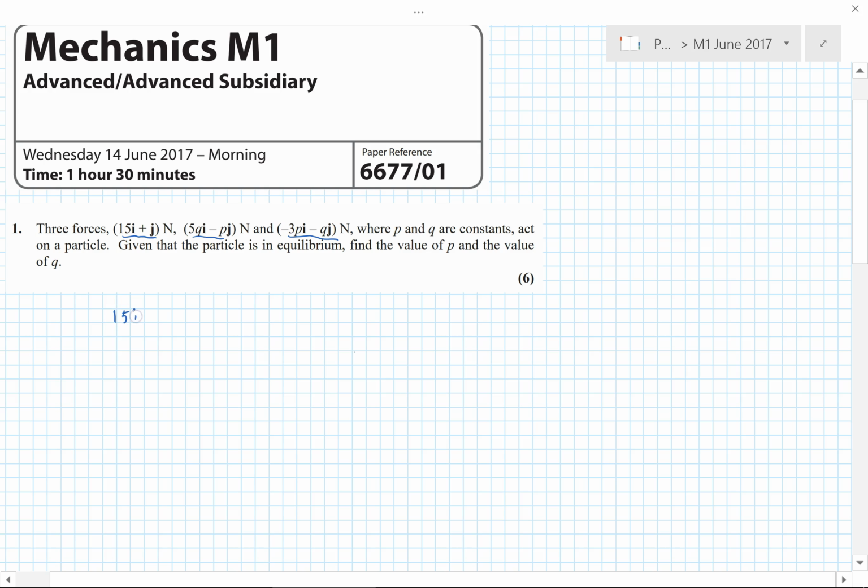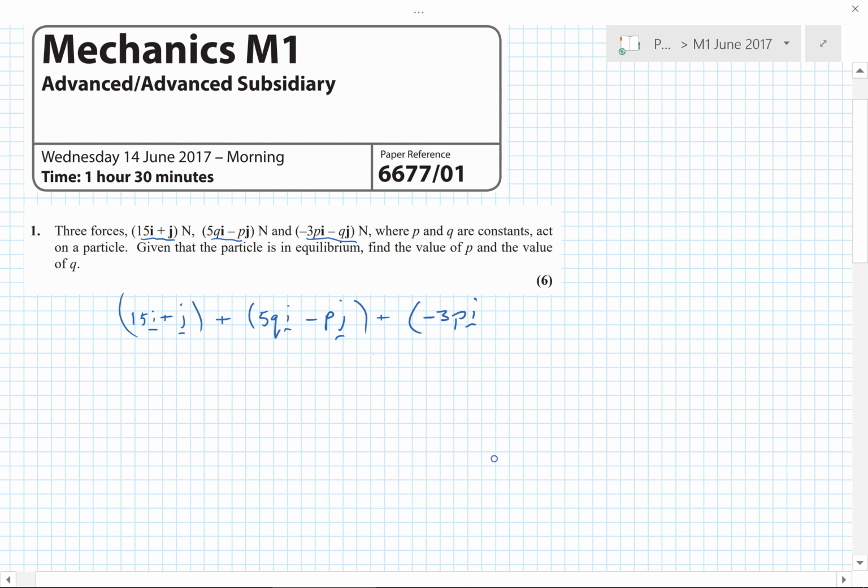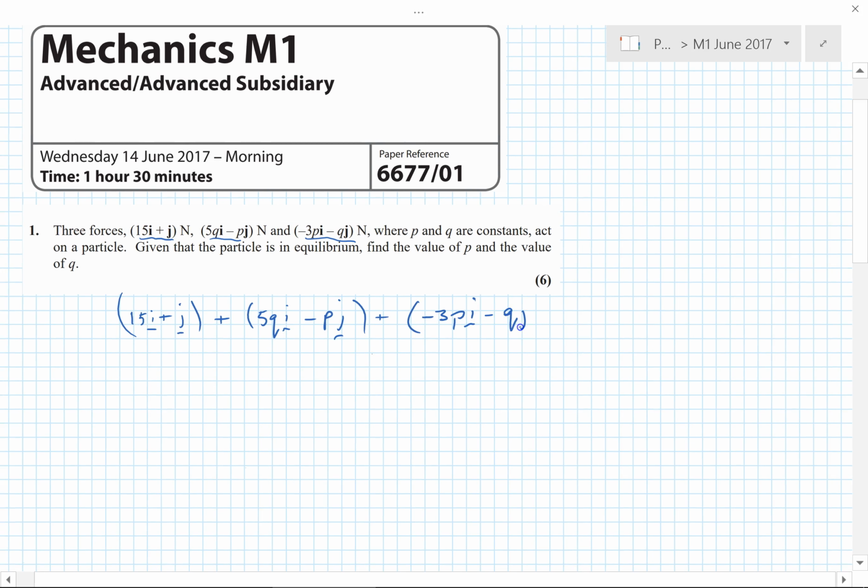So we have 15I plus J plus 5QI minus PJ plus minus 3P minus I, again, minus 3PI minus QJ equals 0 because it's in equilibrium.